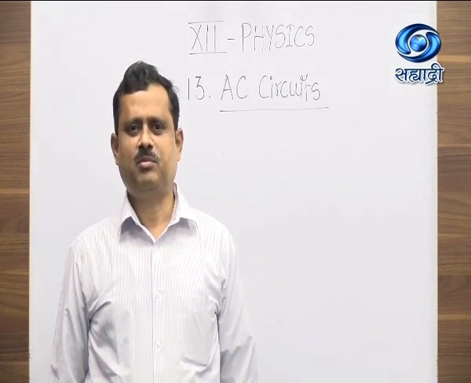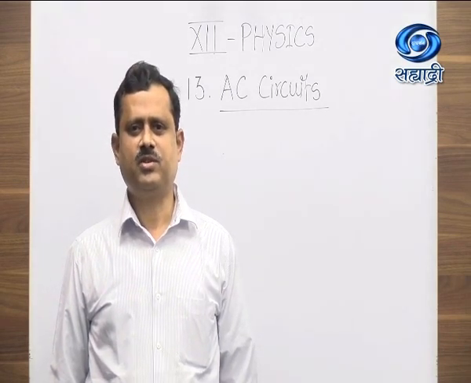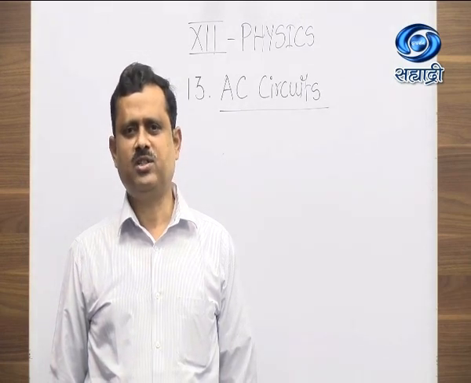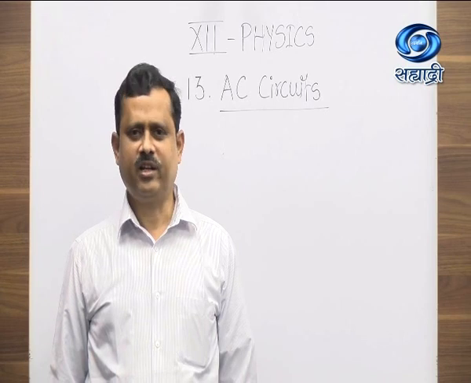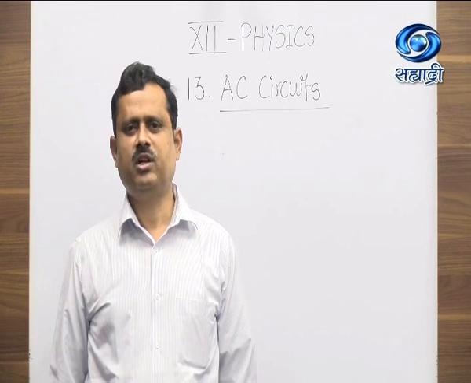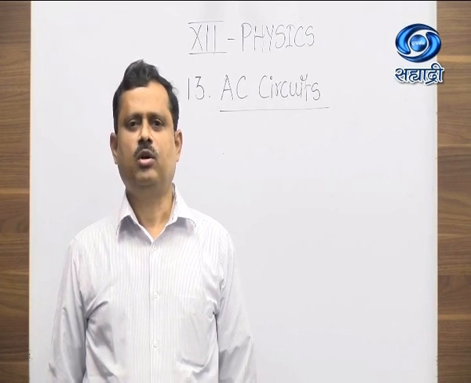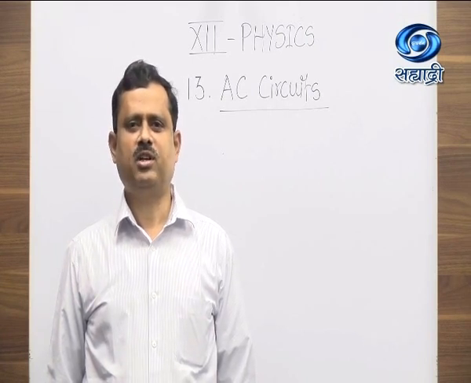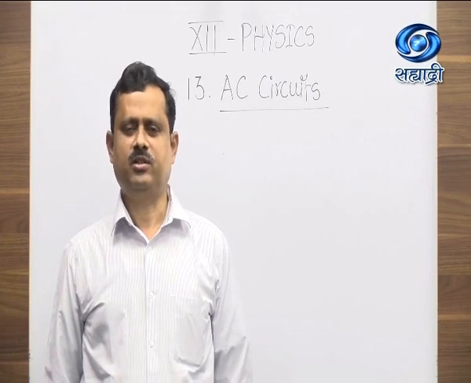We have started with the chapter AC circuits, in which we have studied two types of currents, alternating current and direct current. We also revised Faraday's laws of electromagnetic induction, Lenz's law, and after that we discussed what is the mean value of the current and the RMS value of the current.